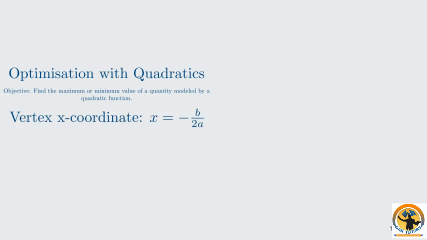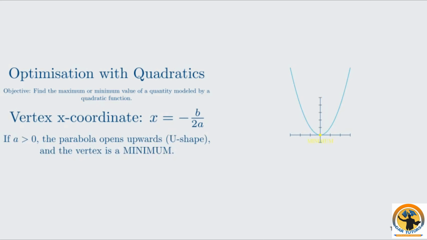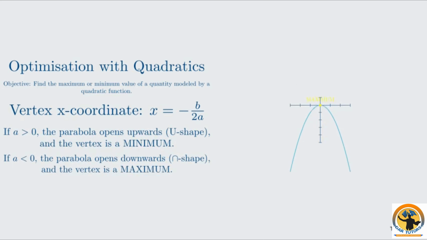To determine if it's a maximum or minimum, we look at the a coefficient. If a is positive, the parabola opens upwards, and the vertex represents the minimum value of the function. If a is negative, the parabola opens downwards, and the vertex represents the maximum value of the function.